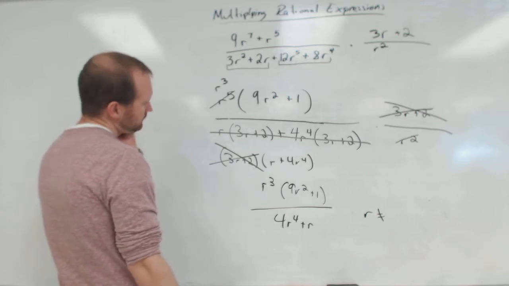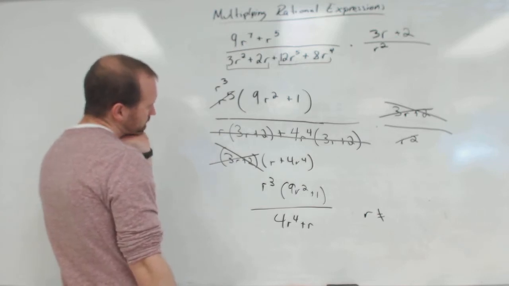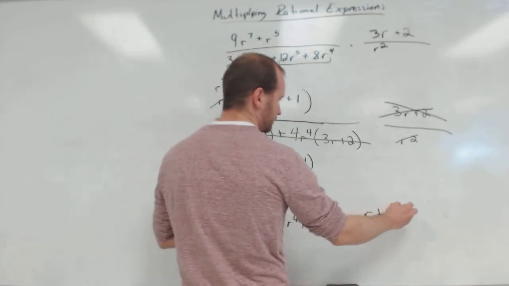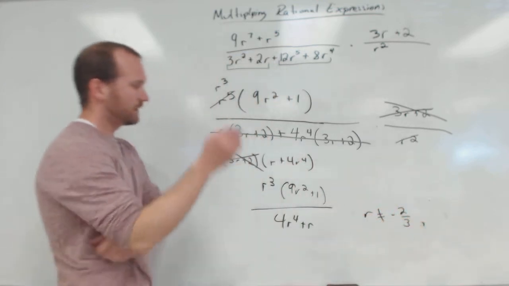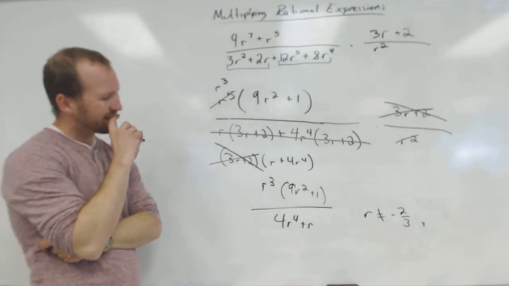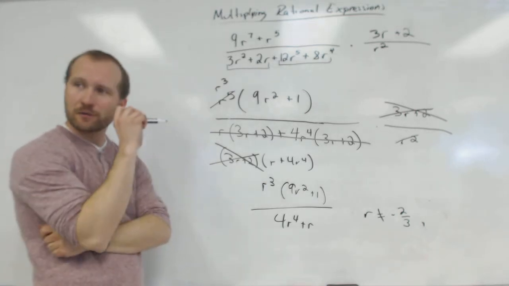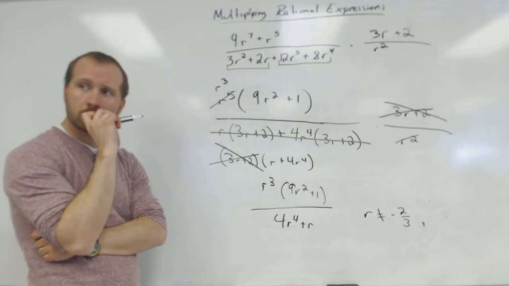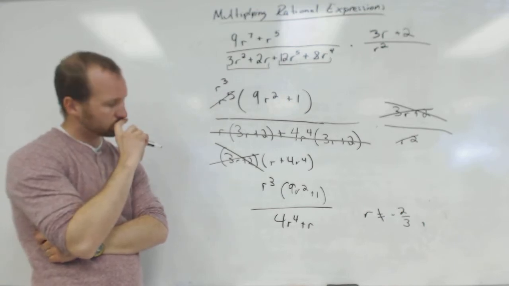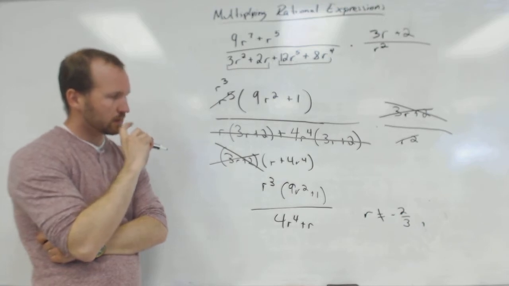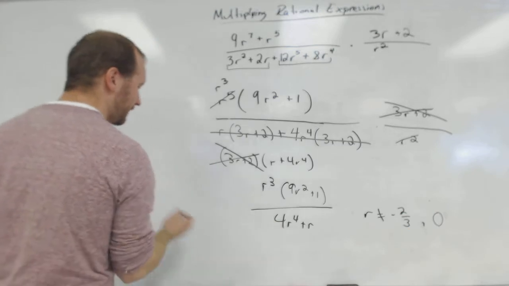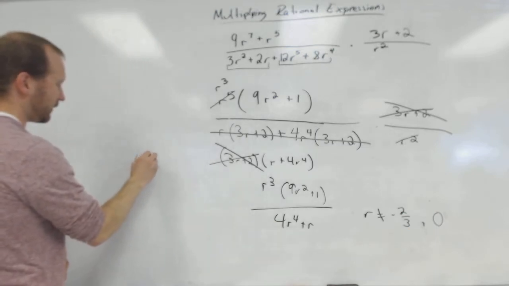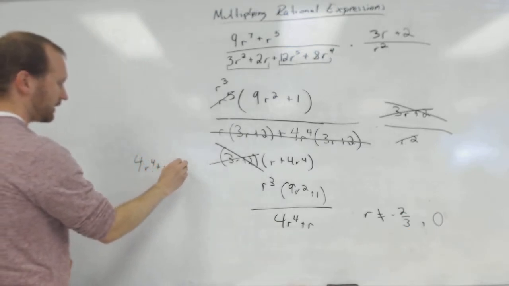Negative 2 over 3r. Negative r squared. What would make this be 0? Negative r over 4r? Or just 0? Yeah, just 0. 0 would definitely make it 0. We can solve it, right? 4r to the 4th plus r equals 0.